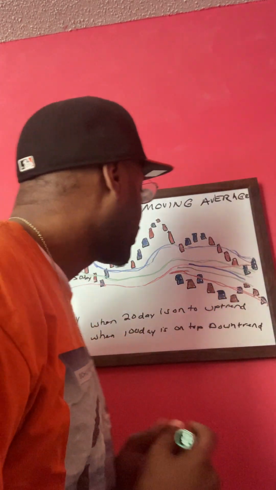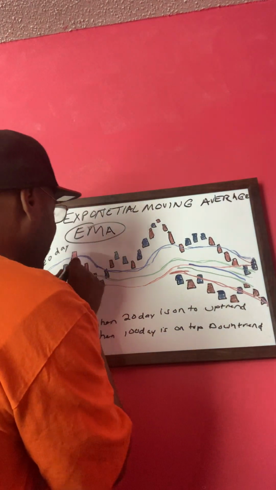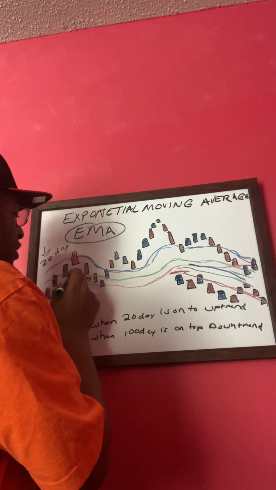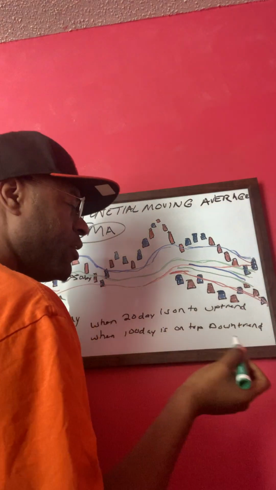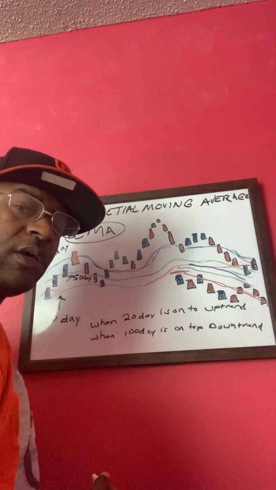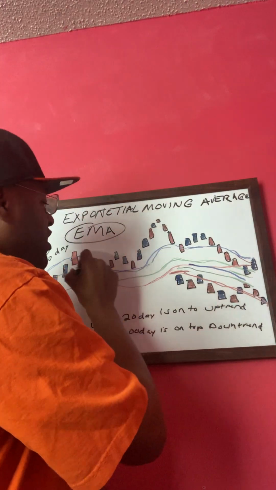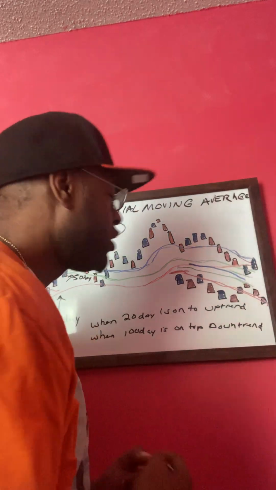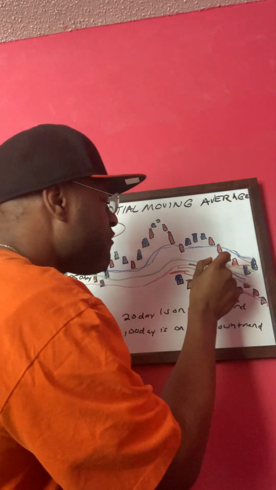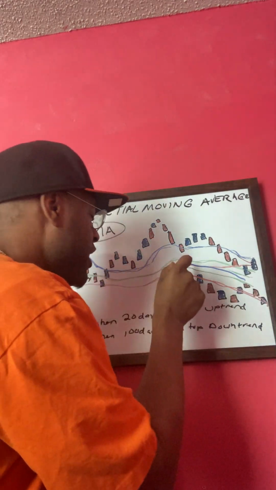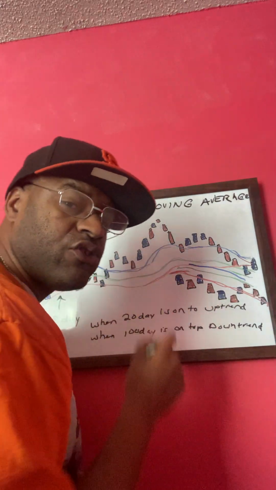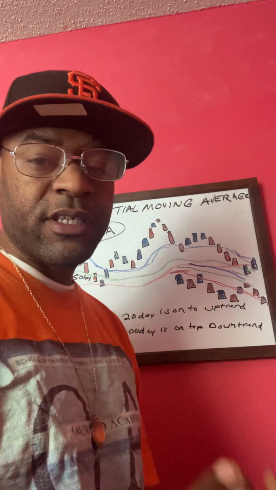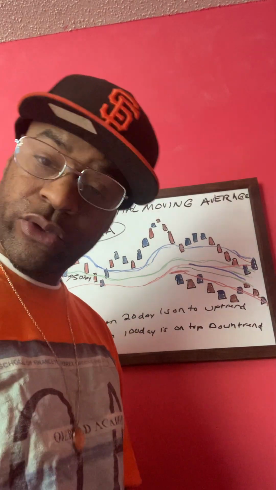You with me? Okay, so the second line, which is the green line, is called the 50-day EMA, or moving average. You know what I mean? Because basically, these three lines are a representation of a moving average. This is a 20-day moving average. This is a 50-day moving average, and this is a 100-day moving average. And if you don't know what a moving average is, it's basically the exact same thing as the EMA. You know what I mean?